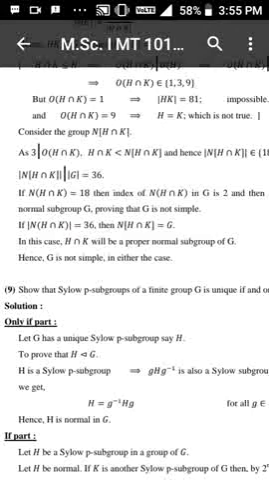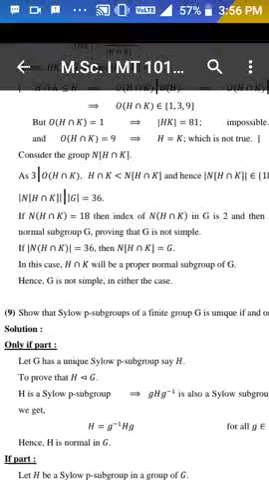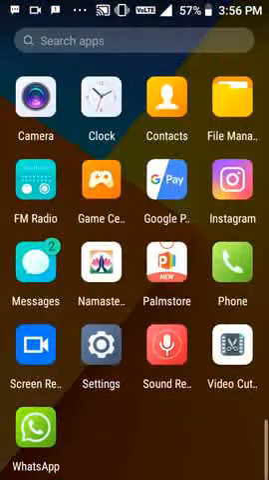If N of H intersection K is equal to 36, then N of H intersection K is equal to G. In this case, H intersection K will be a proper normal subgroup of G. Hence, G is not simple in either case, which is what was required to prove.